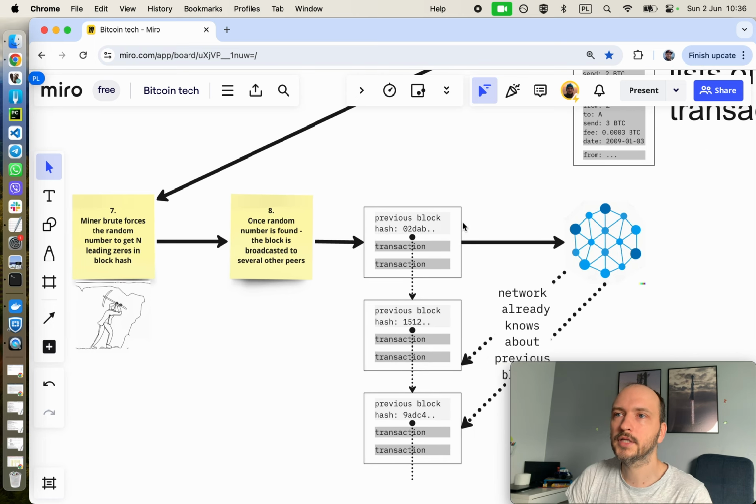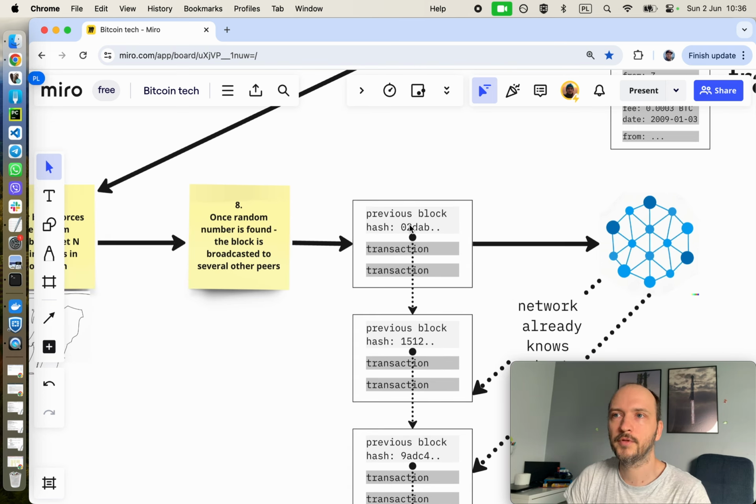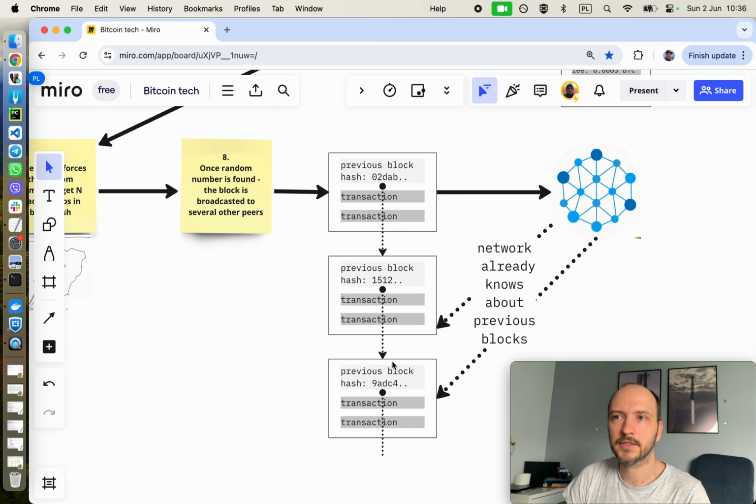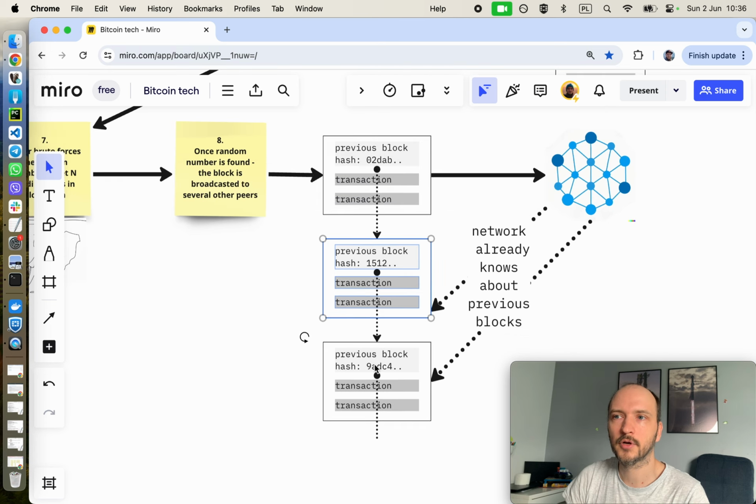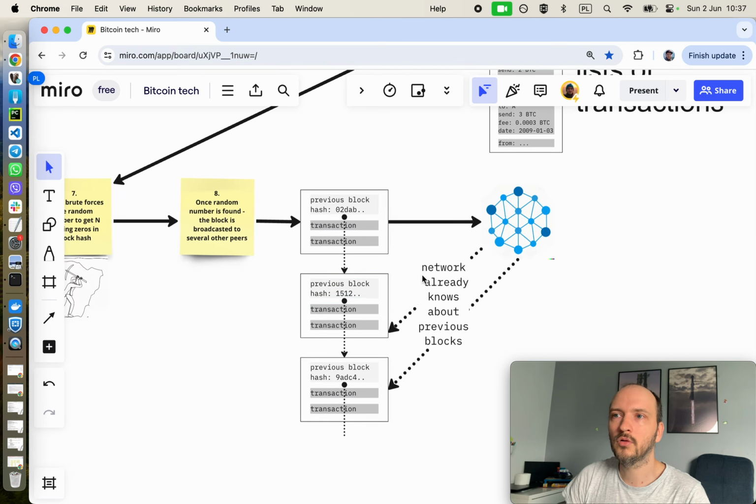Besides the transactions, the block contains some other information. For example, it contains the hash of the previous block, and the hash of the previous block works as a kind of link that creates a list, or a chain. So the chain is created just because the next block contains the hash of the previous block. That's it. And you see that the previous block also contains the hash of the block before it, and so on. All these previous blocks are already known to the peers in the network.